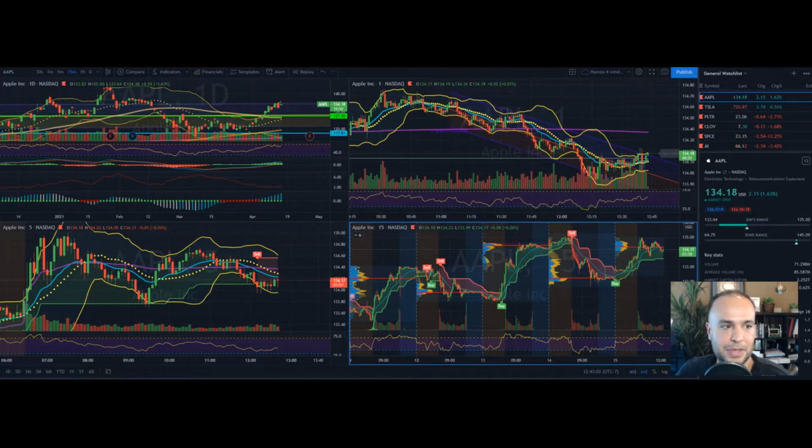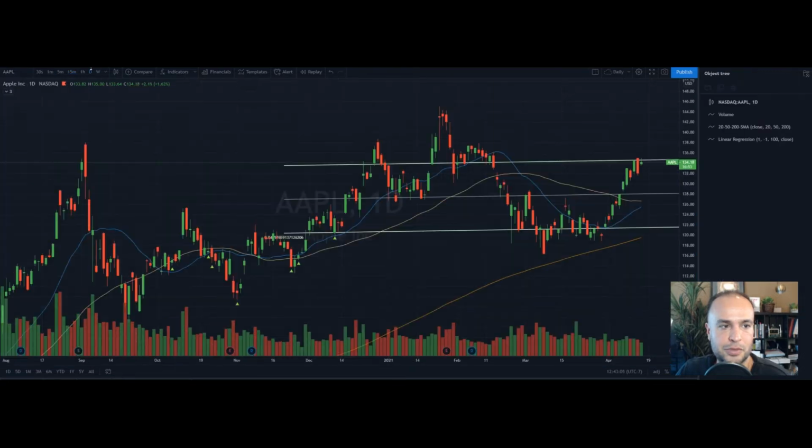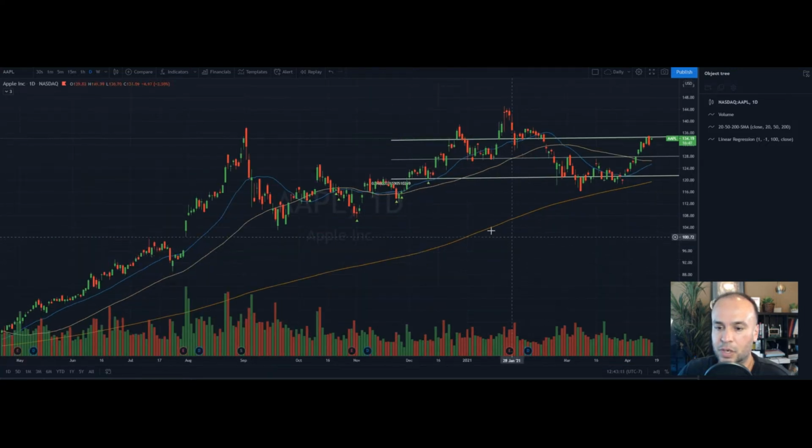Let's just jump in with Apple. I'm going to focus again on the daily chart, and each of these candles represents a day in Apple. One of the technical indicators I have is the 200-day average in orange, the 50-day average, and the 20-day average in blue. That's no different than what I had on my other screen.